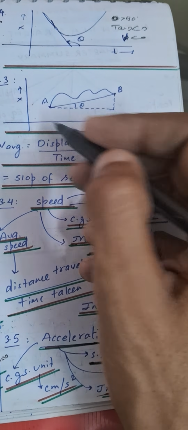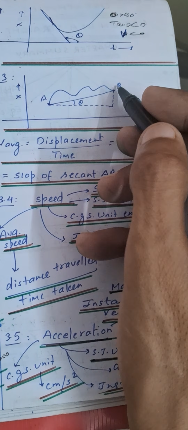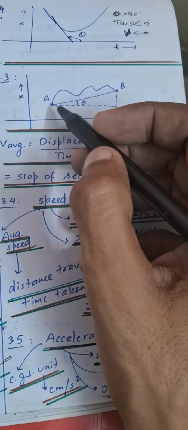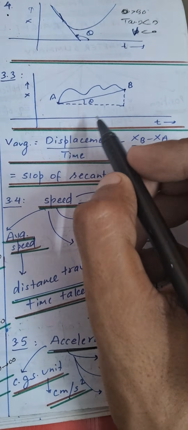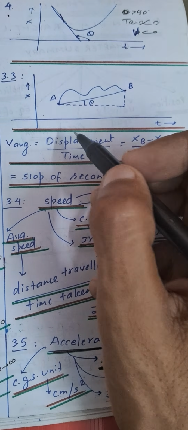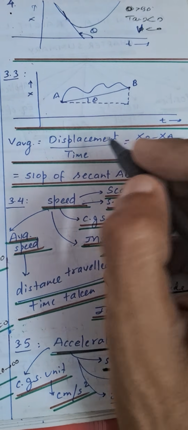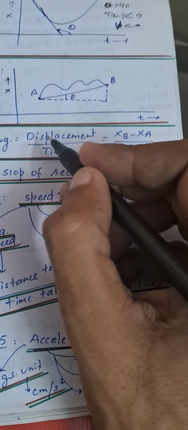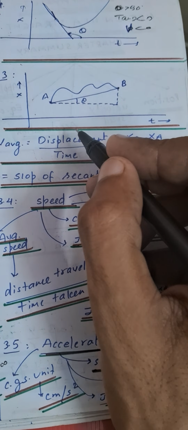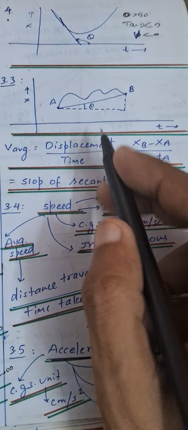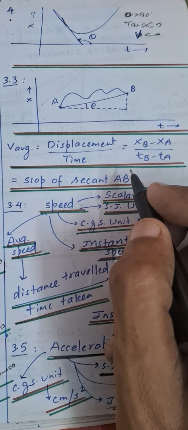Then we have the x-t graph, suppose this is the motion of the particle, and we need to find average velocity from the x-t graph. Then we know that average velocity is displacement upon time. Displacement here can be written as xB minus xA. Time can be written as tB minus tA. So it is equal to the slope of the secant in this case, as you can see.